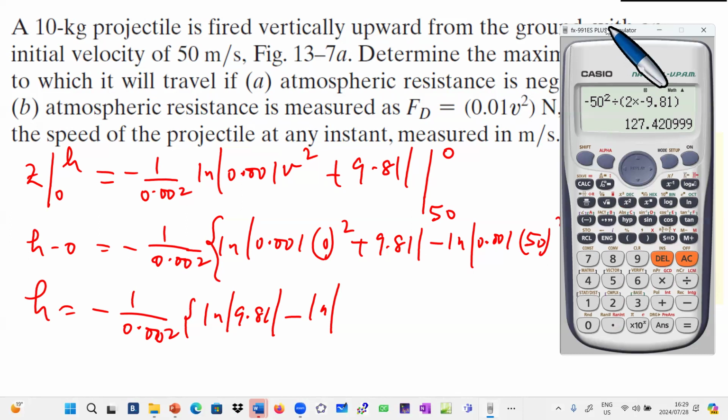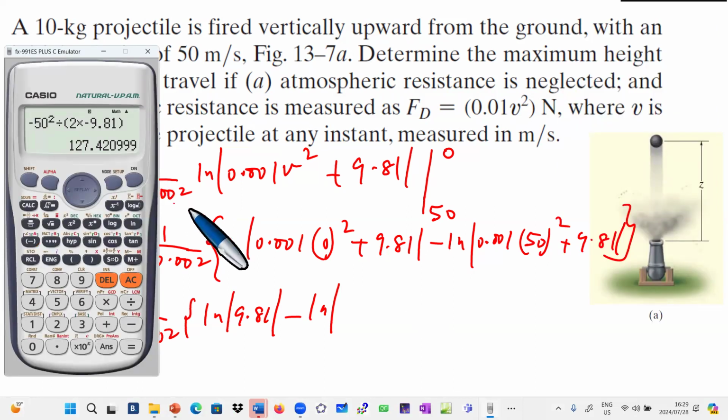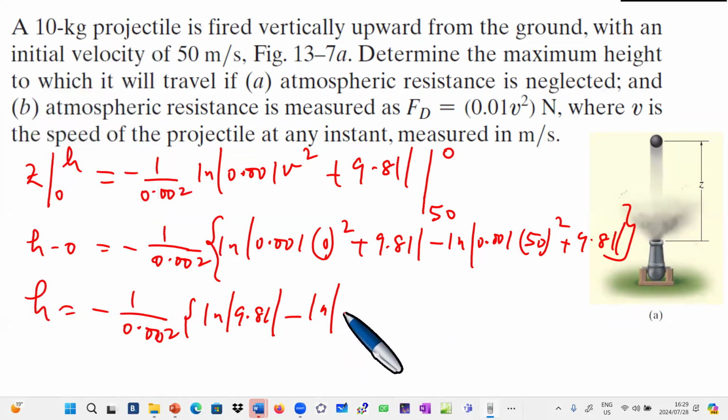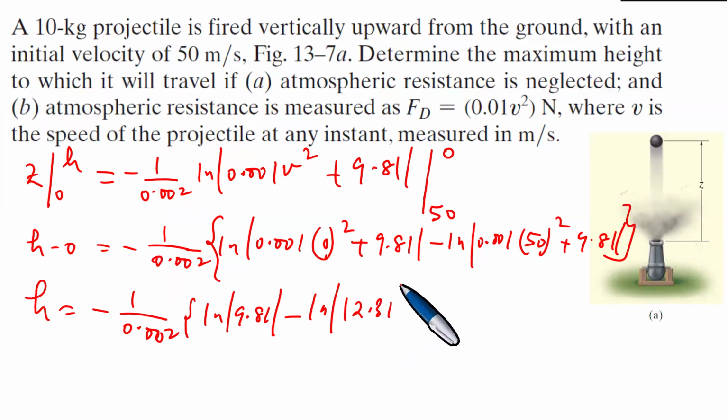Okay, all right. So 0.001 times 50 squared plus 9.81, which is actually 12.31. So here you're going to have the natural log of 12.31, because it's 0.001 times 50 squared plus 9.81, and you take the absolute value of that. It is exactly 12.31, like so.